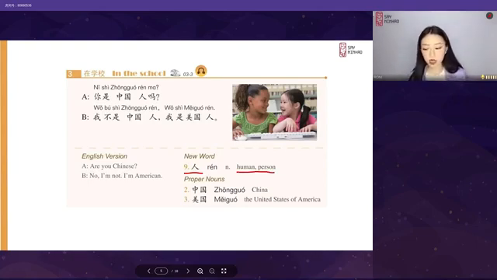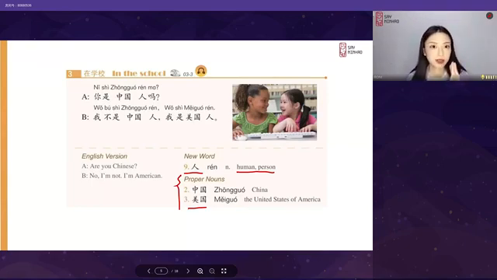Now let's see the proper nouns. These two, we've already seen them in the warm-up part. So first one is 中国. It means China, 中国. Next one, 美国, the United States of America. 美国 and 中国.